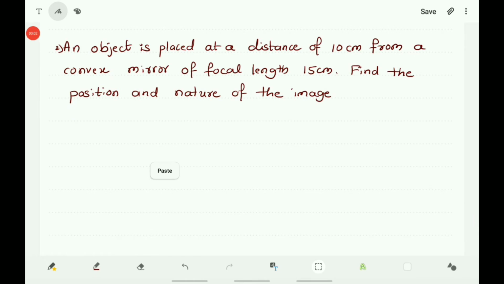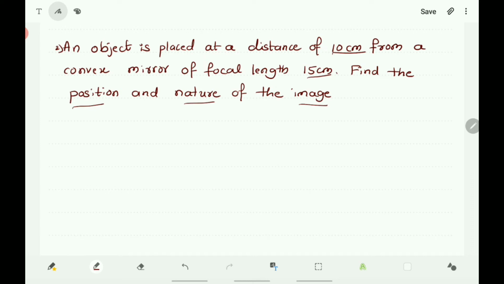Now the second question. An object is placed at a distance of 10 centimeter from a convex mirror of focal length 15 centimeter. Find the position and nature of the image. Here the object distance is given, that is 10 centimeter, and the focal length of the convex mirror is given, that is 15 centimeter. Here we have to find out the position and nature of the image.